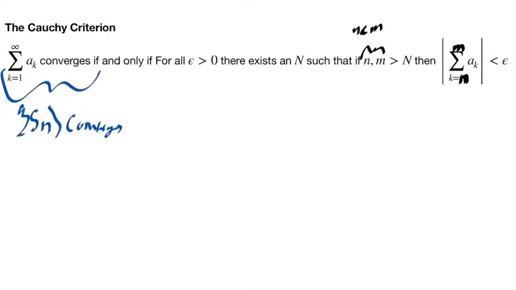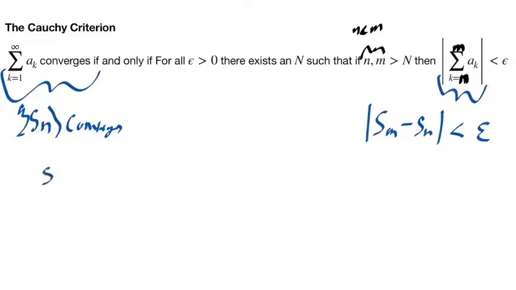But what is this term over here? Well, this term right here is just the term Sm minus Sn, and we're taking the absolute value of it, and we're saying it's less than epsilon. So what are we really saying? Well, we're saying that this sequence Sn converges if the sequence is Cauchy.